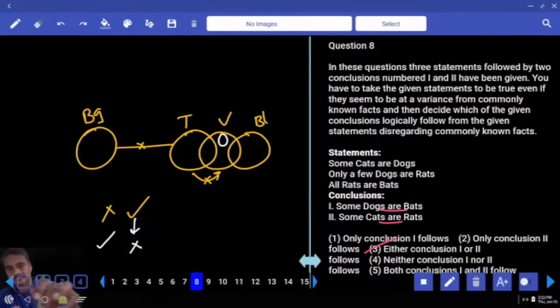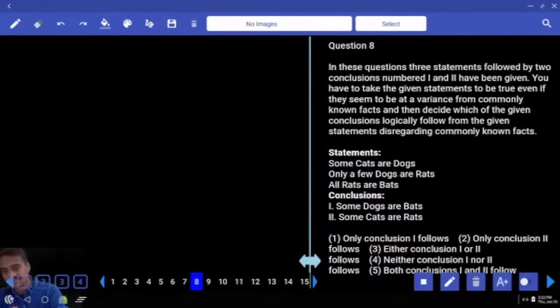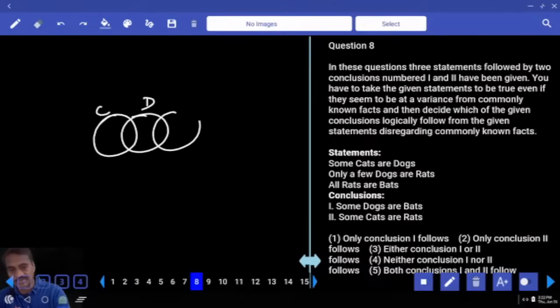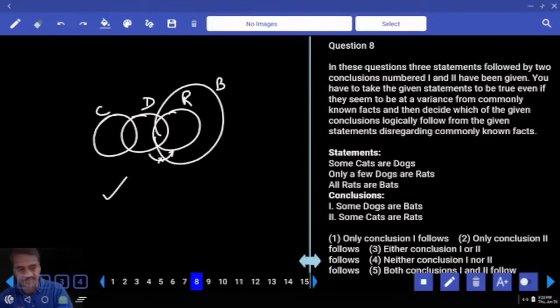Then the 8th one. Some cats are dogs, and only a few dogs are bats. Some dogs are rats, but not all. And all rats are part of bands. And first one, some dogs are bats, definitely true. Some cats are rats, that is false. And first one, only the affirmative is true forever. Choice 1, question number 8.